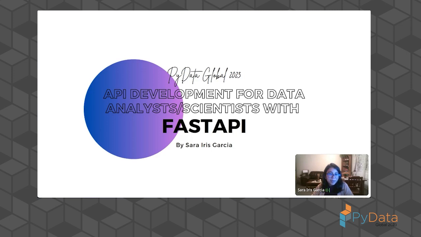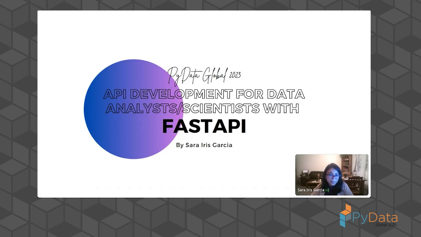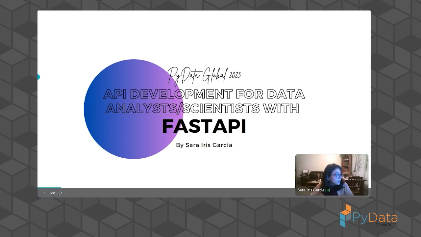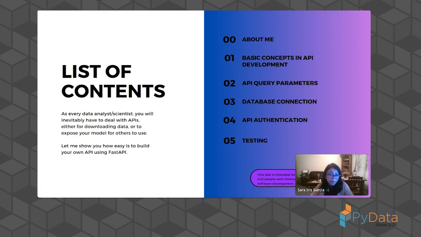So this is API development for data analysts or scientists with FastAPI. If you have any question, you can interrupt me. It's fine. So this is the list of contents that I expect to cover. I hope I'll be able to cover until the testing part. If not, everything is in the GitHub repo.